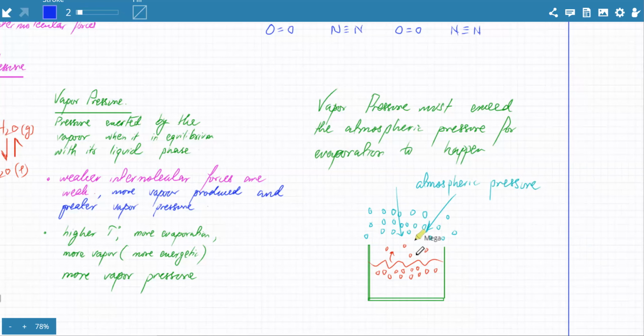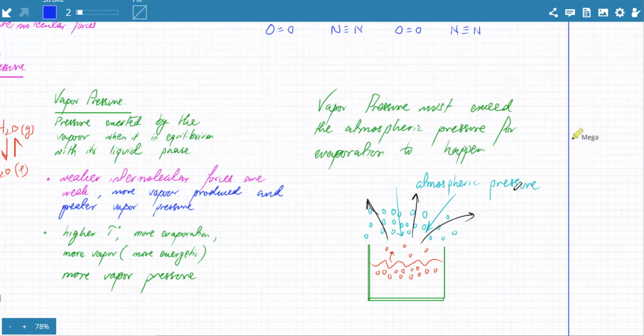Now, your vapor, if it wants to really escape, must exert a pressure that's greater than the atmospheric pressure. Okay, Amal, is this clear? Only then can the particles pass through the atmosphere and escape. Otherwise, they won't be able to. So vapor pressure must exceed the atmospheric pressure for evaporation to happen. Which is why you don't see a lot of water evaporating in a cold environment. Why? Because the particles won't be very energetic, and they won't be able to push through the atmosphere. Okay, is this clear?